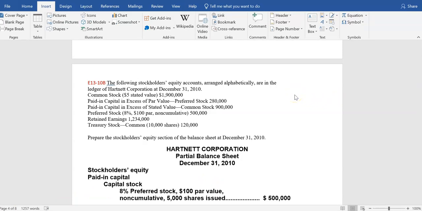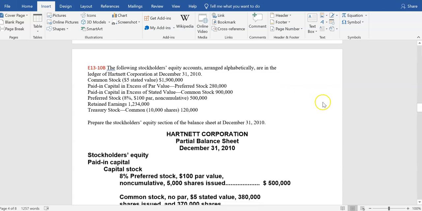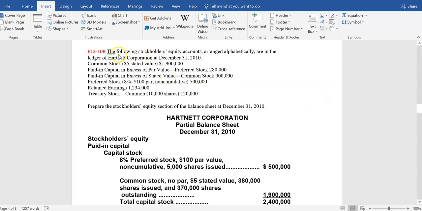Okay, this exercise will have us practicing preparing a stockholders' equity section again. So we did this a few minutes ago. Let's work through another one. These stockholders' equity accounts are currently arranged alphabetically from the ledger of this corporation as of December 31st of 2010. So here are the balances. We're going to prepare the stockholders' equity section in the proper order and form. First things first, in the stockholders' equity, the paid-in capital is first.